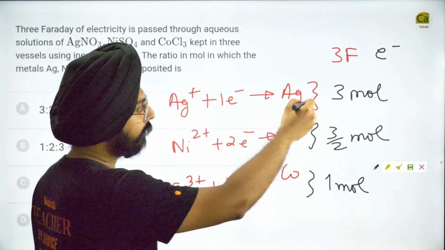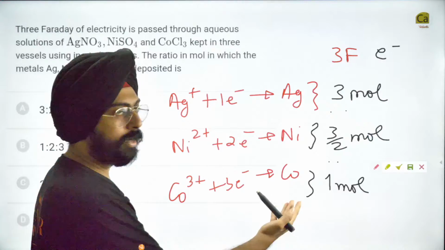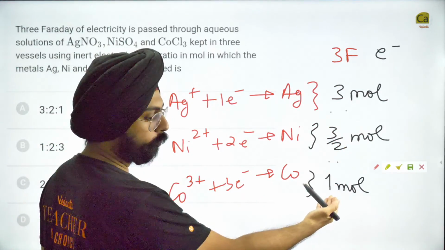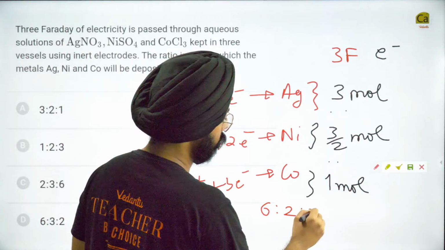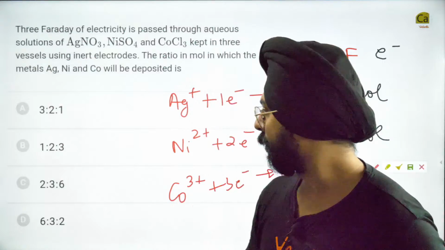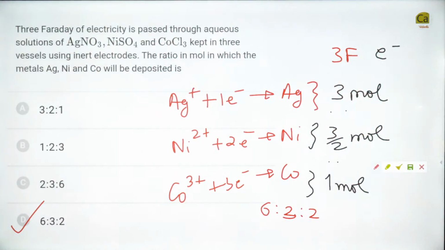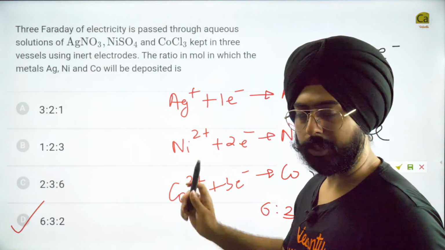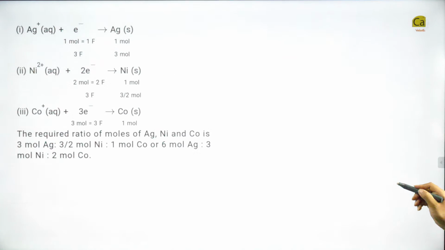So my dear friends, this is the ratio that you have to calculate. Ratio क्या आ जाएगा? 3 by 2 1. If we have to convert it into a simple ratio, 6 is to 3 is to 2. So the answer becomes option number D. Very simple question once again. Always remember that 1 Faraday of charge will give you 1 mole of electrons. चलो जी आगे बढ़ जाएंगे.